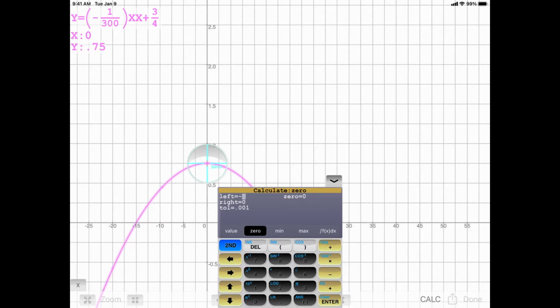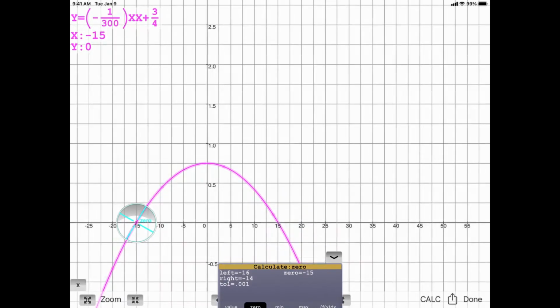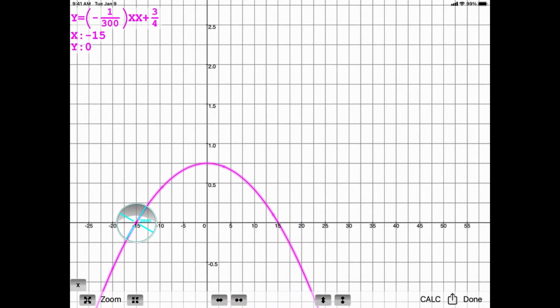So negative 16. Let's say I want to get the other one. And then I want, let's say, it's between negative 14. And then it's actually telling you the word, where it says the word 0, it's actually calculating it for you at negative 15. But obviously we kind of just did that by just tracing it and moving it. So at negative 15 and positive 15.